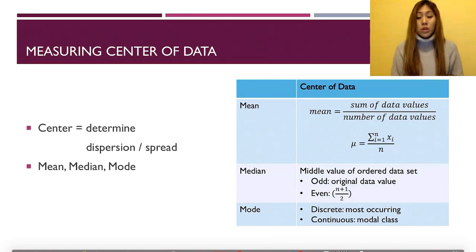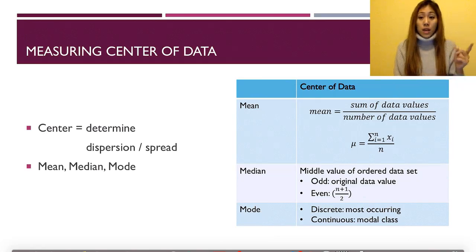So what you do is you figure out your total set. Say you have 30 numbers, 30 plus 1 over 2, that is 31 over 2, which is going to give us 15.5. Then figure out what number resides between 15 and 16. Okay, and then mode is just, in discrete, the most occurring number. In continuous, it's called the modal class.